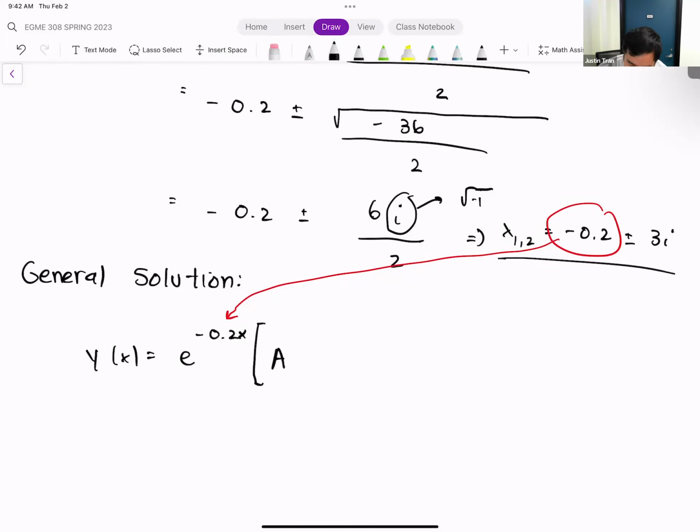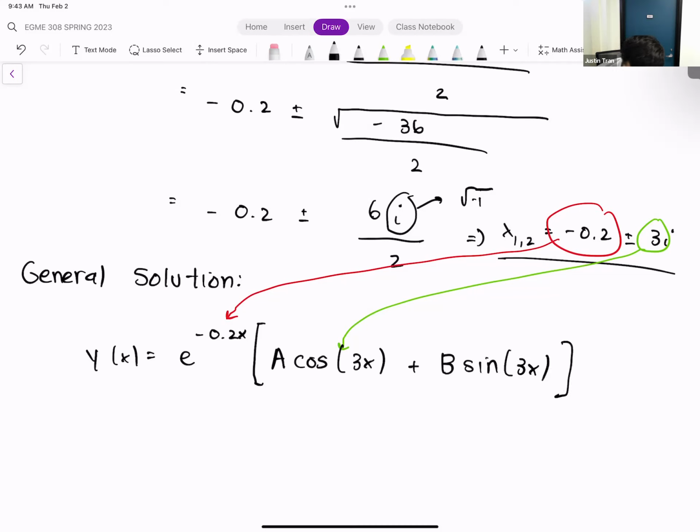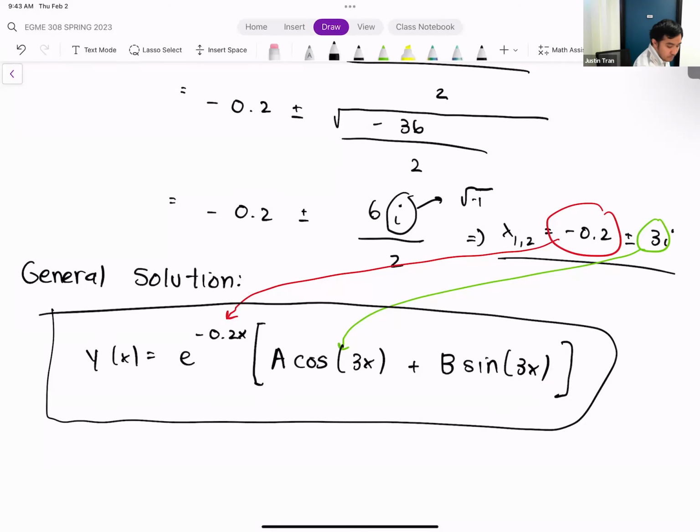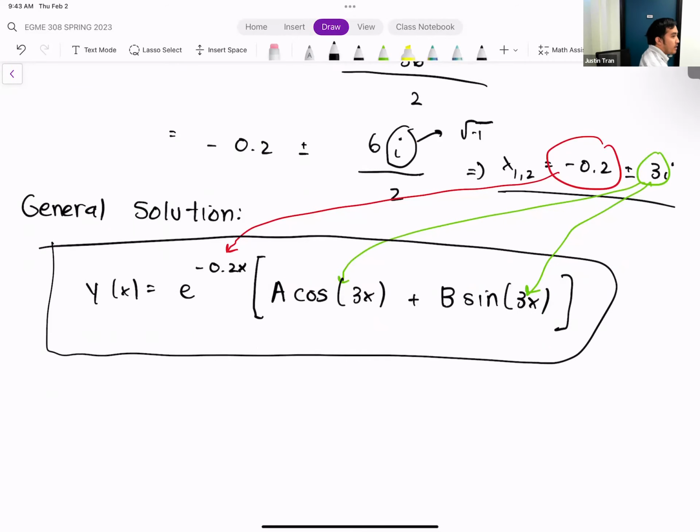And we have a times cosine. And then we take our imaginary part, which is 3. That's going to become the frequency of our sinusoid. So a cosine of 3x plus b sine of 3x. All right. Any questions on how we obtained that solution there?